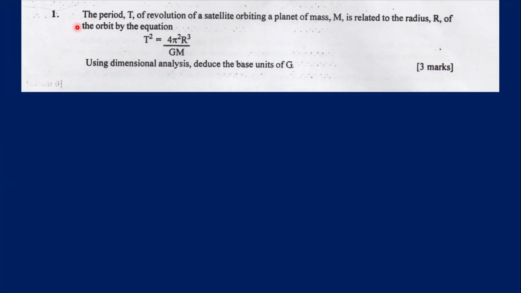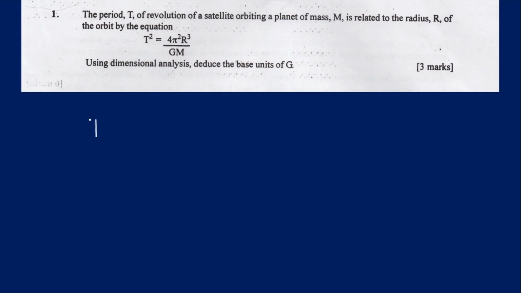Question 1. The period T of revolution of a satellite orbiting a planet of mass m is related to the radius r of the orbit by the equation T squared is equal to 4 pi squared r cubed divided by Gm. Using dimensional analysis, deduce the base units of G.